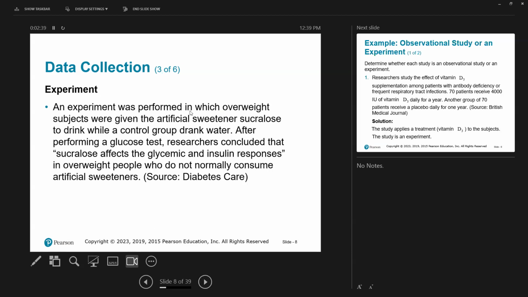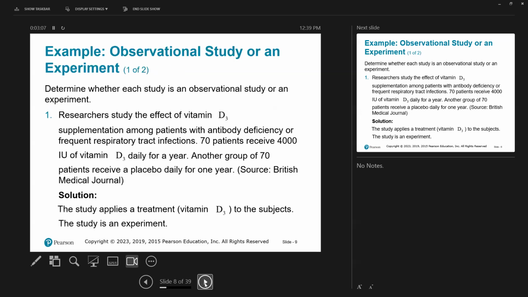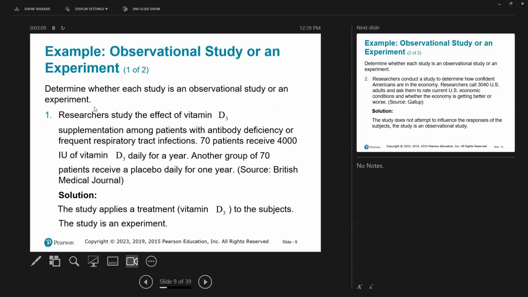An experiment was performed in which overweight subjects were given the artificial sweetener sucralose to drink while a control group drank just regular water. After performing a glucose test, researchers concluded that sucralose affects the glycemic and insulin responses in overweight people who do not normally consume artificial sweeteners. So determine whether each study is an observational study or an experiment.